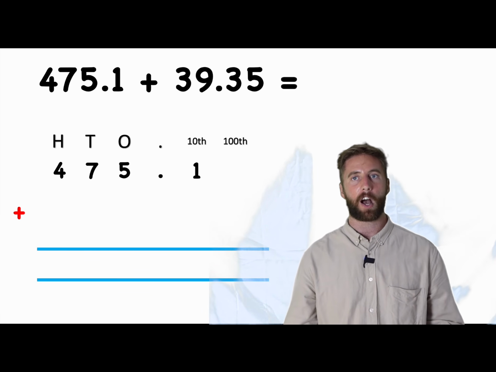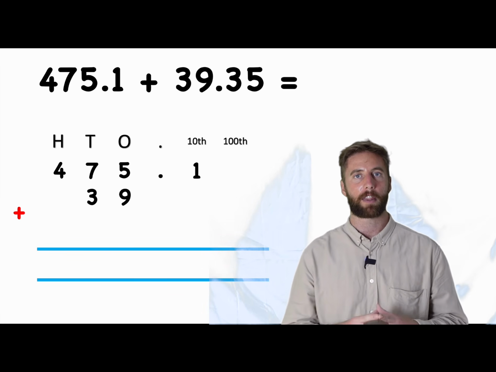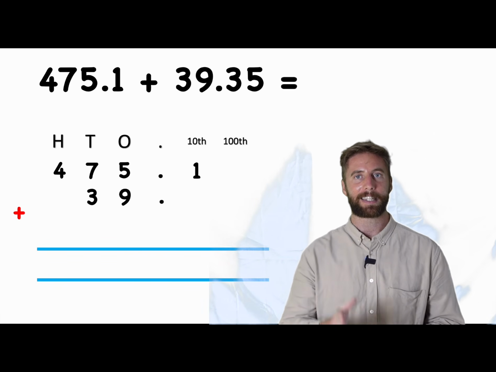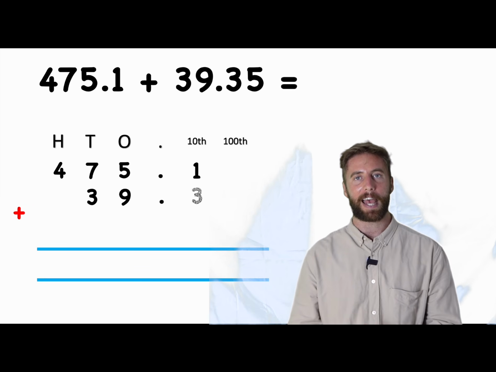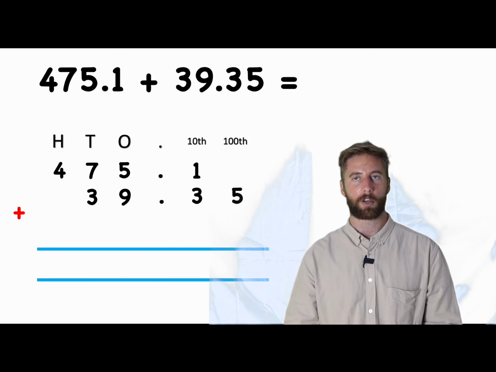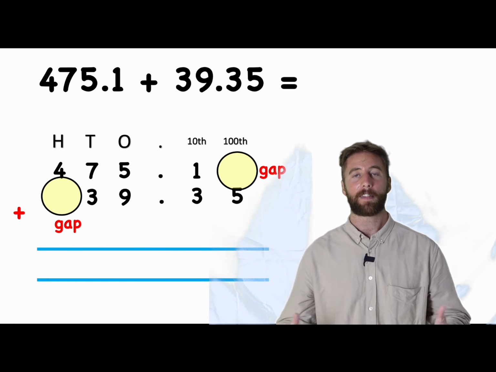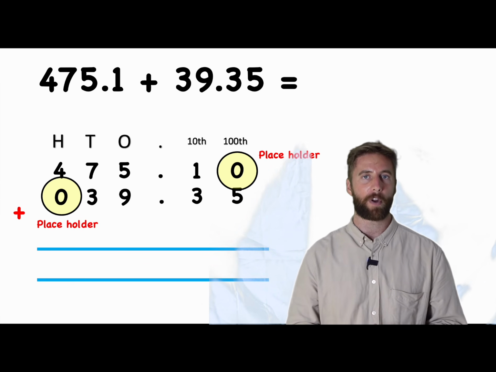Now I'm ready for 39.35. Well, 39 is made up of 9 ones and 3 tens. I can put those in the right place. I can put my decimal now, and I can see they're already starting to line up. Great. And now I see I have 3 tenths and 5 100ths. Awesome. But look, now I have 2 gaps. What could I put there? That's right, placeholders. Let's get them in. Awesome, now we're ready to start.